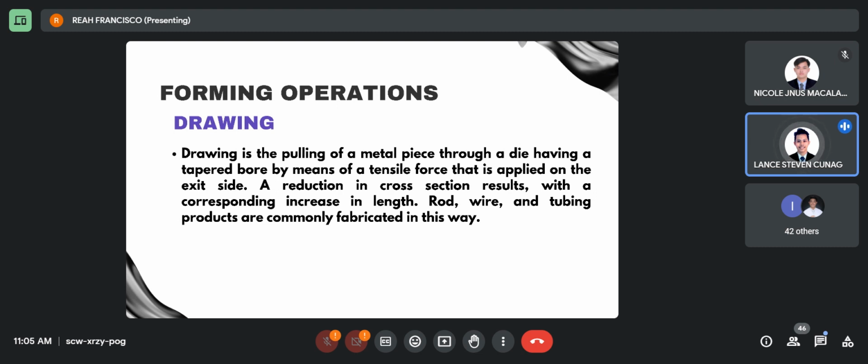So these metal forming operations that I discussed, which are four, are essential in the manufacturing industry, enabling the production of a wide range of products and components with different shapes, sizes, and material properties. So on the next one, we have the diagram for drawing.